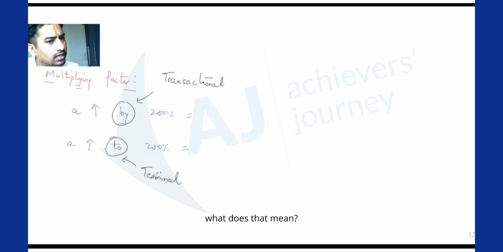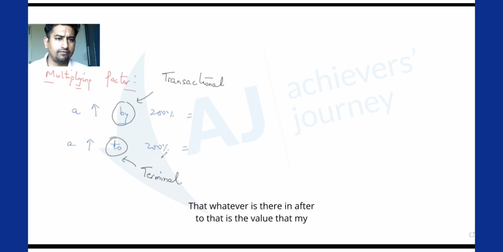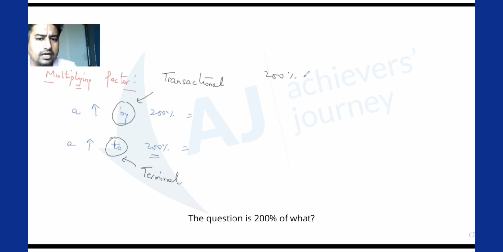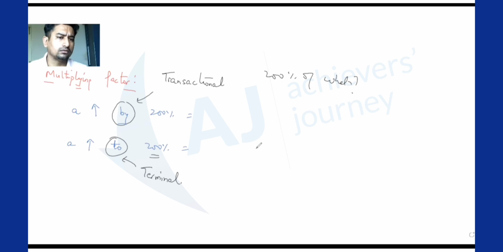"To" is terminal. What does that mean? Whatever is there after "to," that is the value that my variable will attain. There is no transaction here. We will simply attain 200%. But before we go there, the question is, 200% of what? Fine, A increased by 200%, but of what? A increased to 200% of what? So it is nothing but 200% of A only.